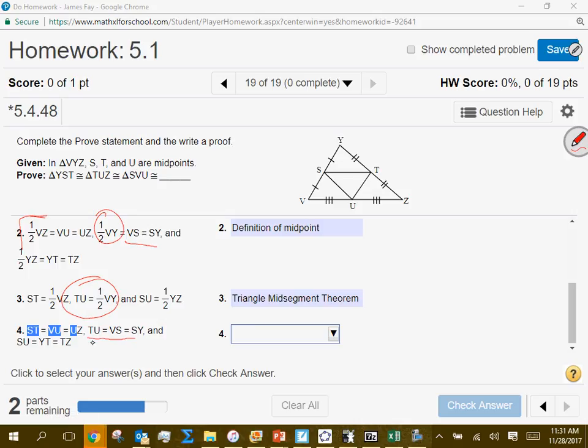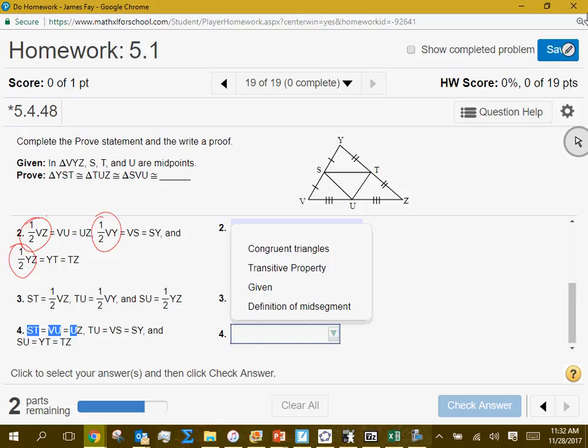And then you're going to do the same thing with SU, YT, and TZ. So if I'm replacing from step 2, I replace that with what it was equal to, I replace that with what it was equal to, and I replace that with what it's equal to. What is that process? Substitution. Substitution. Okay. And substitution does not exist in this one, so what is my option?